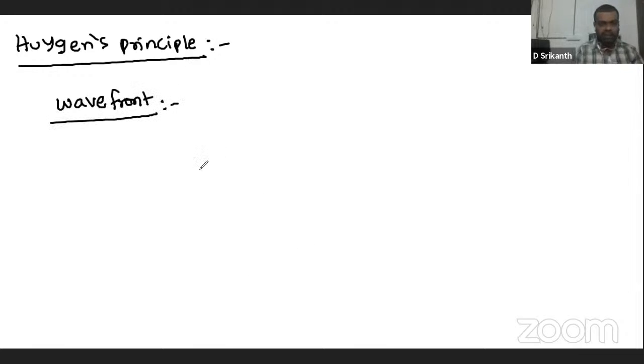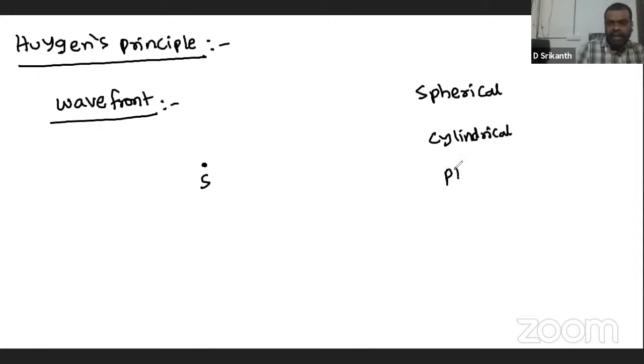Suppose I am having a source. A source means a combination or collection of light rays. This source may be in the shape of a sphere, a cylinder, or a plane.